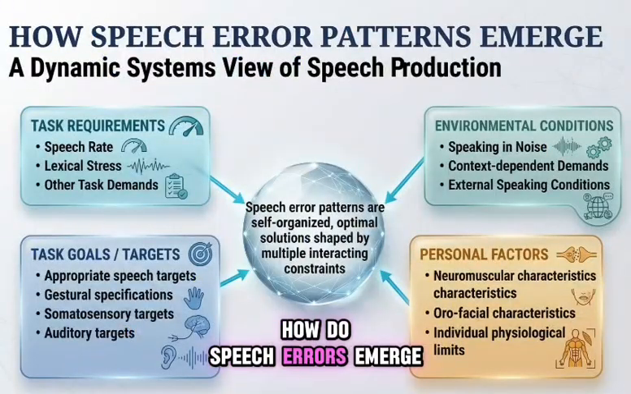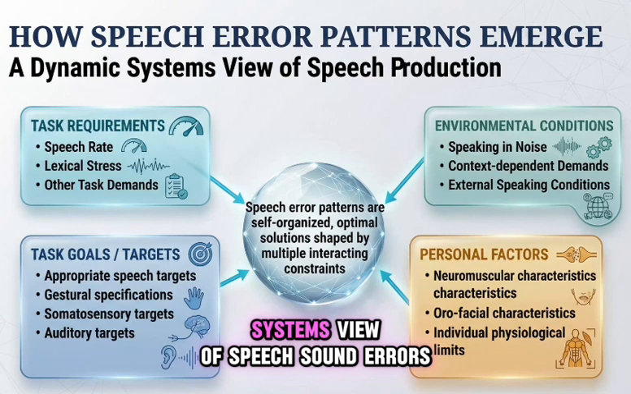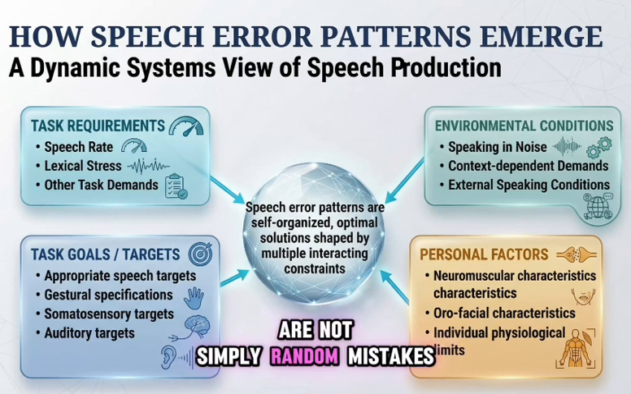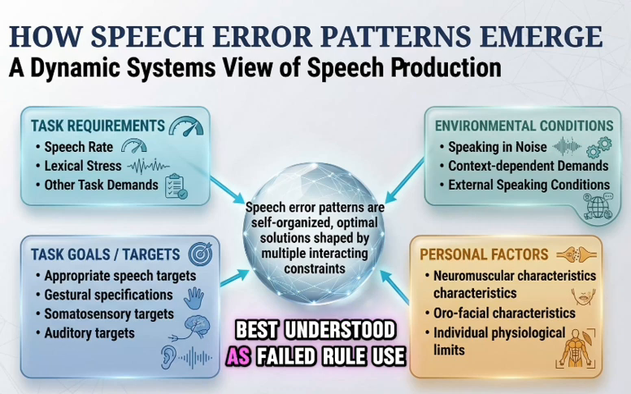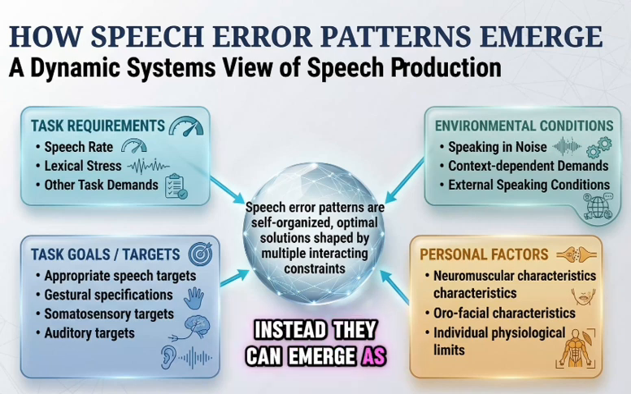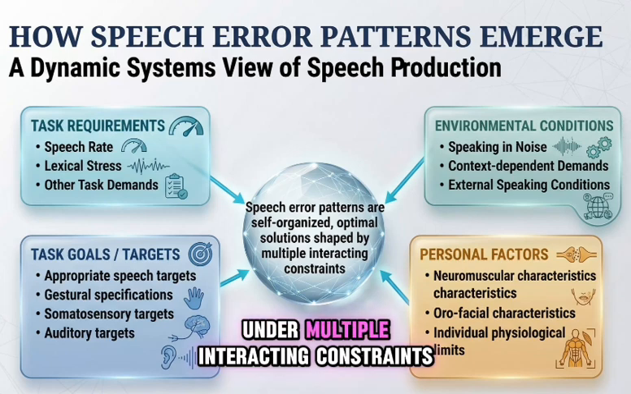How do speech errors emerge? This figure presents a dynamic systems view of speech sound errors. From this perspective, speech errors are not simply random mistakes, and they are not always best understood as failed rule use. Instead, they can emerge as self-organized, adaptive solutions that a child's speech system produces under multiple, interacting constraints.